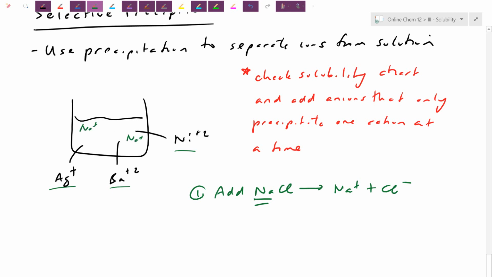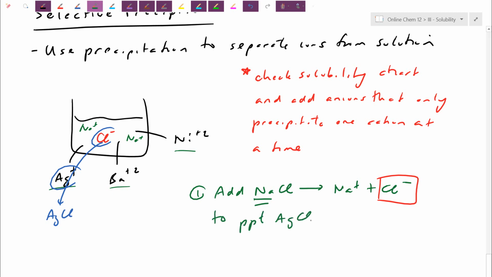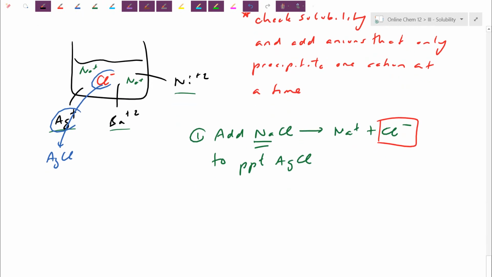I don't really care about it. What I care about is that the NaCl bottle has tossed in extra chloride, which I've just figured out. Chloride and silver don't dissolve very well together. They're going to actually solidify out to become AgCl. So add NaCl to precipitate (PPT) AgCl. Cl is perfectly fine swimming around with barium, swimming around with nickel.